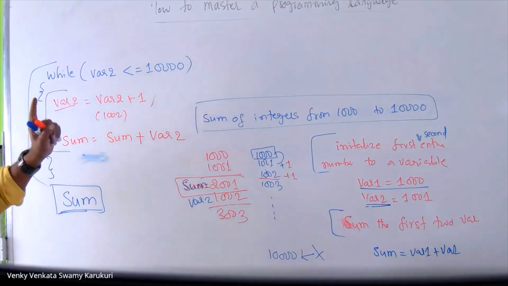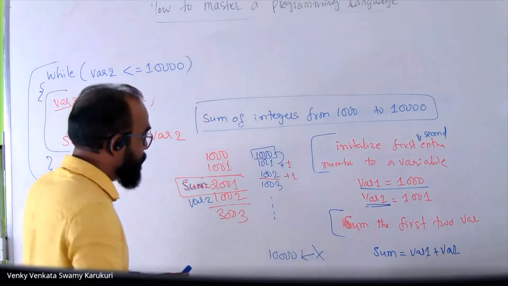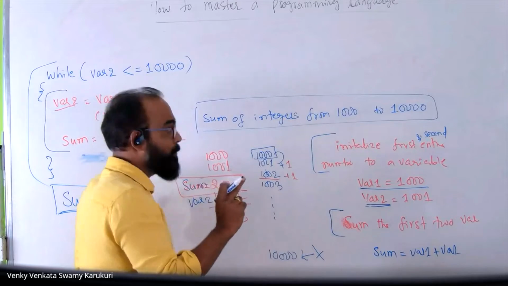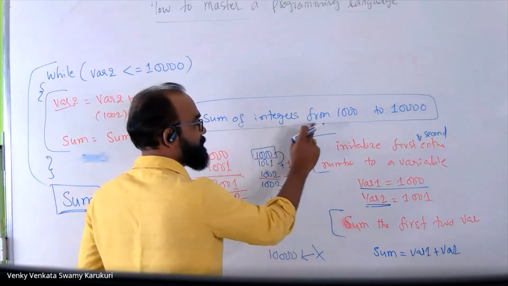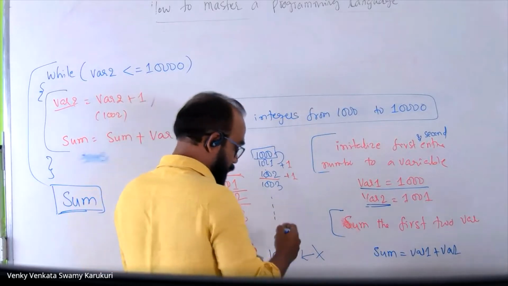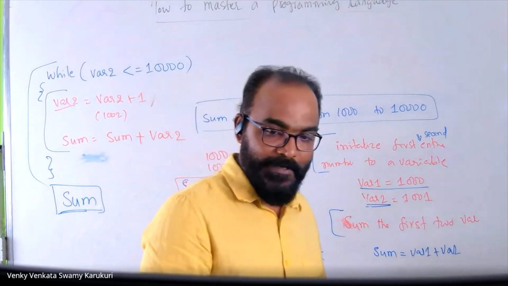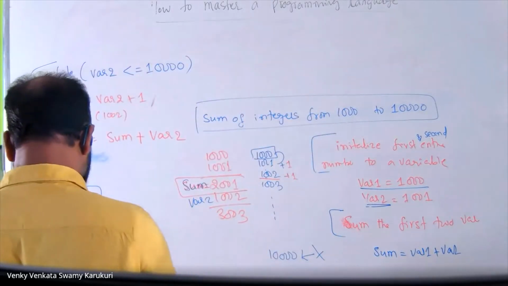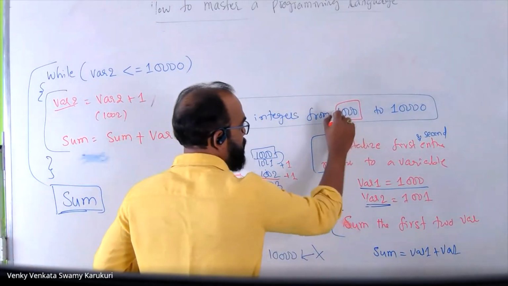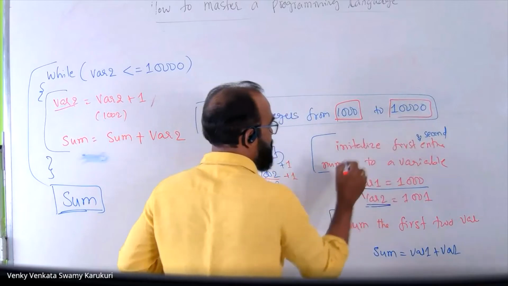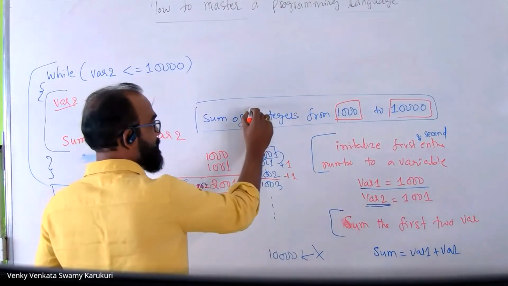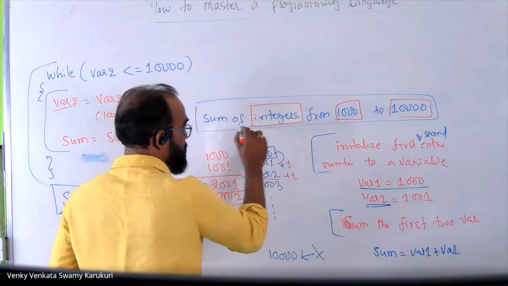So here one fundamental thing, again, I told you, while problem solving, you must understand the problem first. What is the problem? Sum of integers from 1000 to 10,000. So you have a lower limit and you have an upper limit, right? This is important for such kind of programs. You must ask it. And in this problem, it is also very clear that he said only integers.